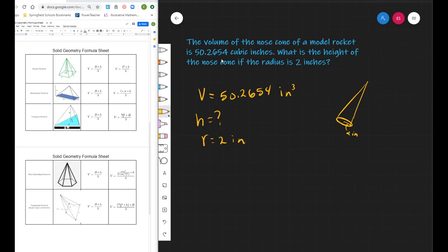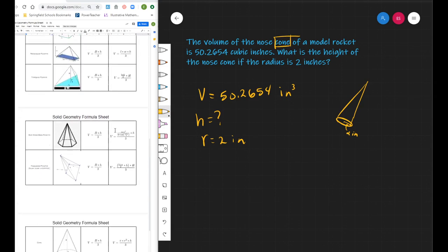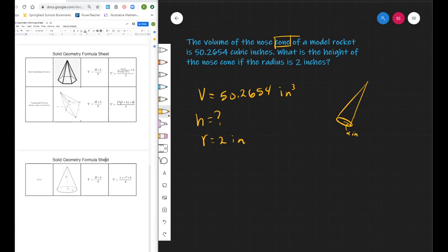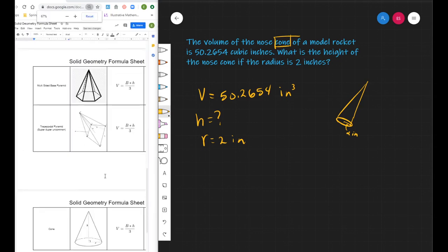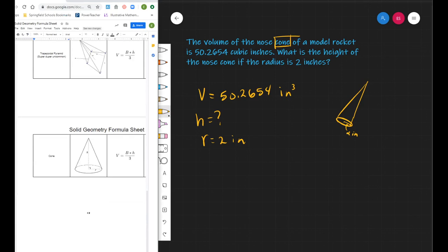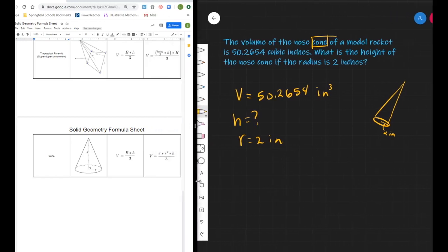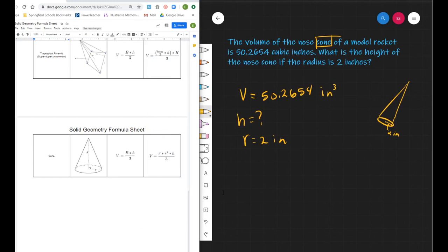Okay, so how are we going to do this? First, once we identify our shape that we need, so from our problem, we can see that we need a cone. We need to use our cone formula. So we're going to scroll down on our formula sheet and find our cone formula, which is right here. So we need to use our cone formula, which is this guy right here.